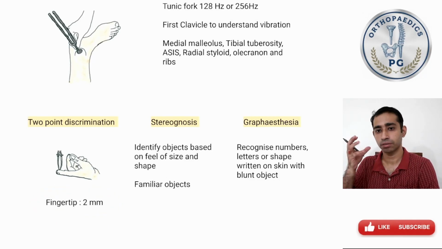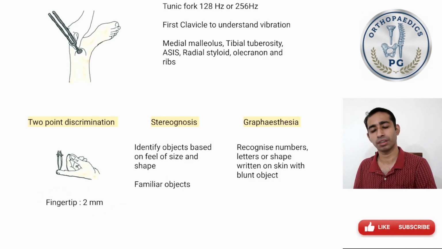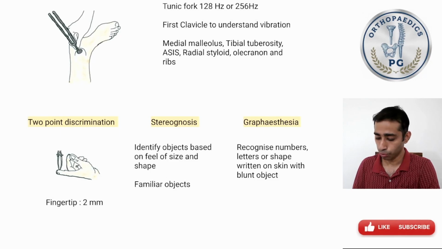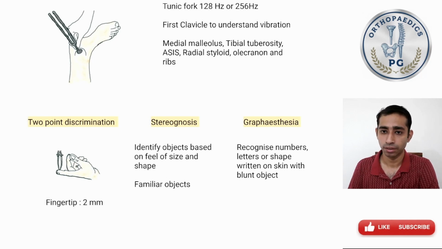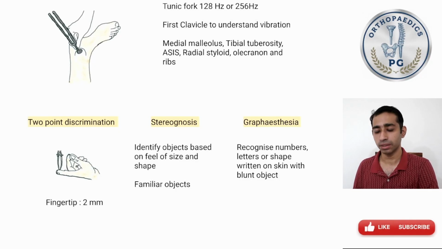For stereognosis, we ask the patient to identify an object with eyes closed, and we should use a familiar object. For graphesthesia, we ask the patient to close his or her eyes, and we write letters, numbers or some shapes on the skin with a blunt object, and the patient is asked to identify those numbers, letters or shapes.